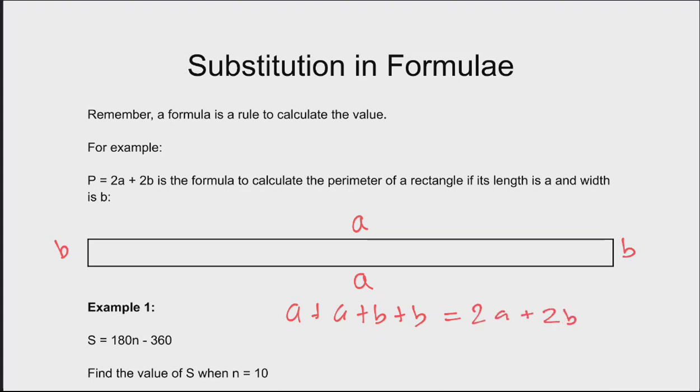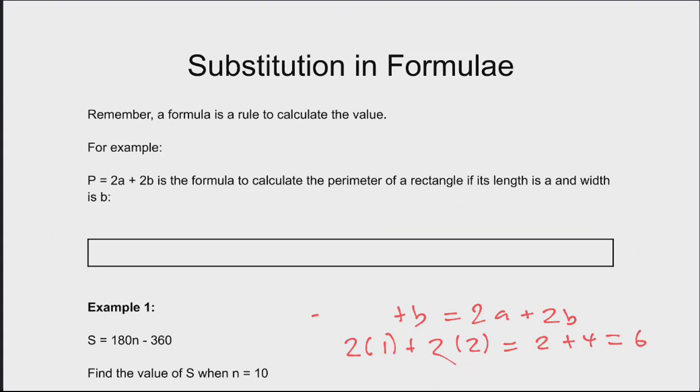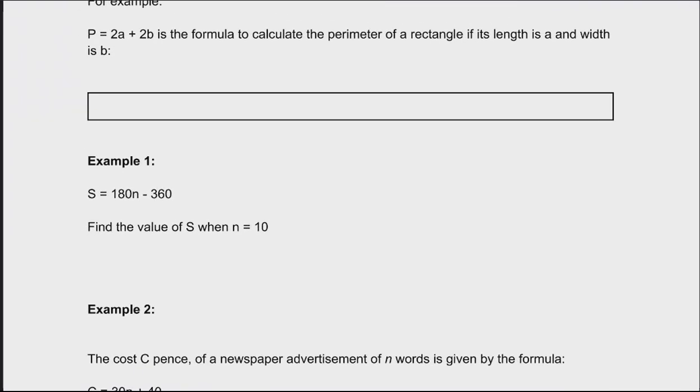And so if we knew the values of a and b, then we could use that to work out the perimeter. So for example, say a is equal to 1 and b is equal to 2. Well, we could substitute that in: 2 times 1 plus 2 times 2, that is equal to 2 plus 4, which is equal to 6. Okay, so let's get into our first example.